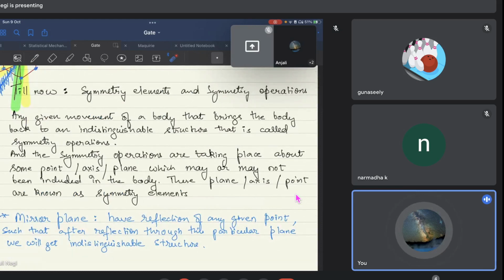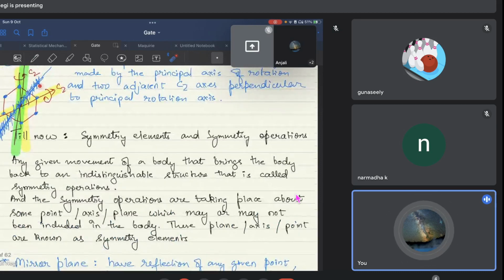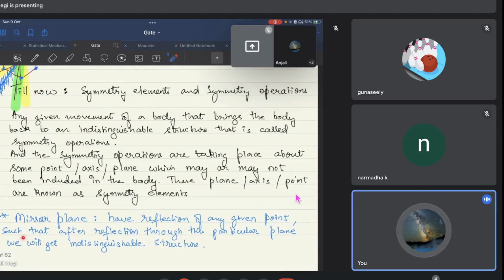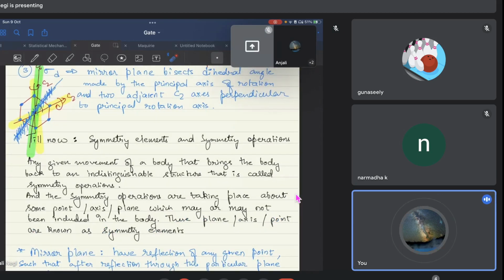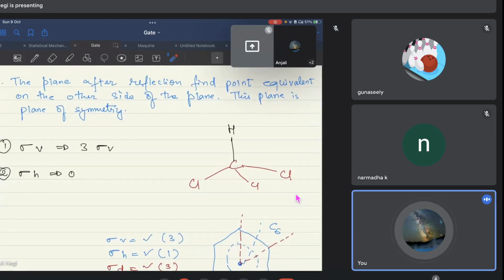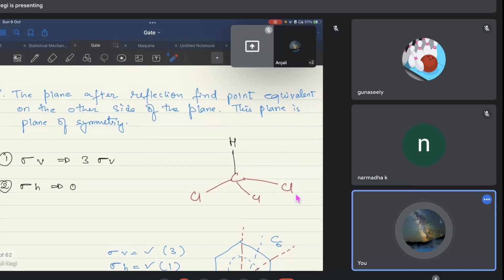This mirror plane reflects any given point, as I have shown you in the benzene molecule. These three points were reflecting and giving back the benzene structure itself, such that after reflection through the particular plane we get an indistinguishable structure again. So this was my mirror plane. After reflection, the plane finds the equivalent on the other side. This plane is the plane of symmetry. I think you understand the concept of mirror planes and the symmetry element of mirror planes.